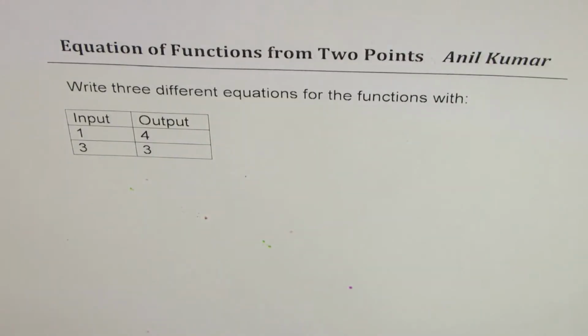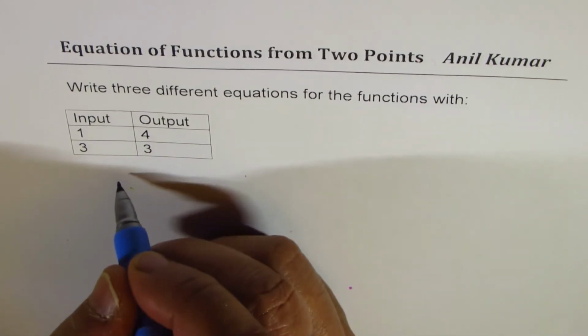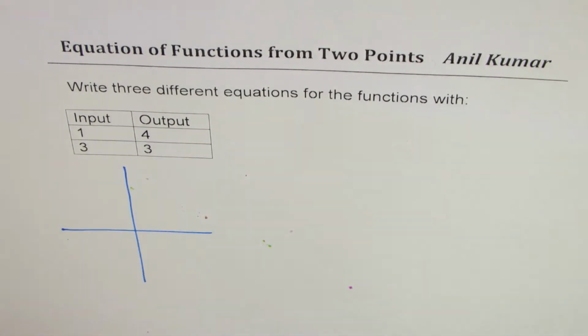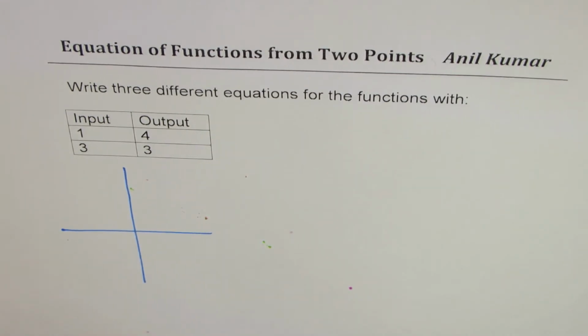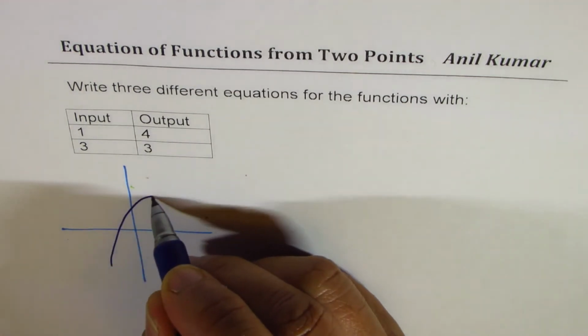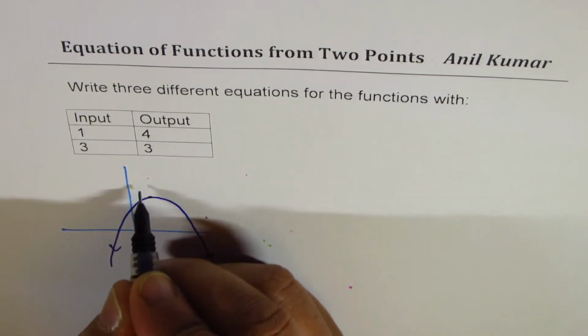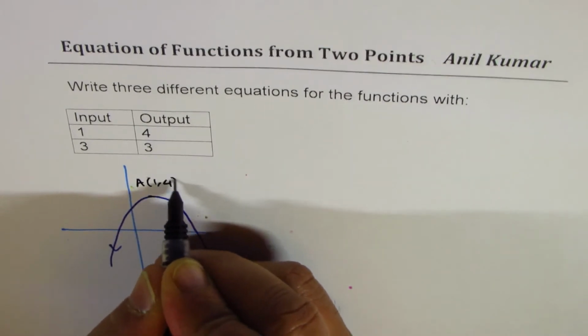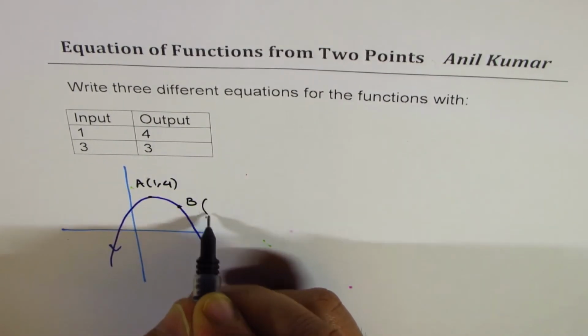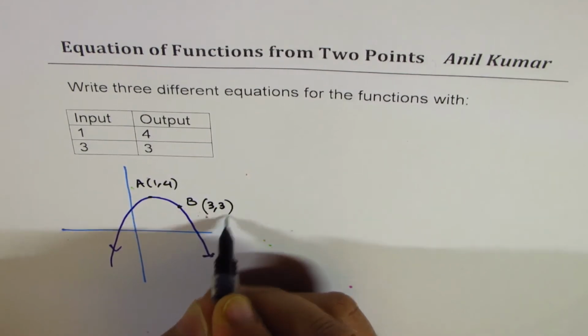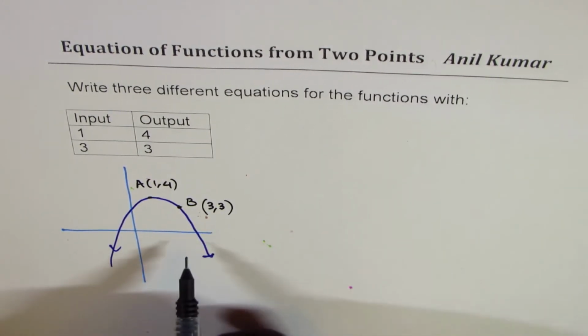Okay. Now again, we will do the same question, and this time we will assume that it's a parabola. So we are now working for a solution where we'll take this as a parabola opening downwards. I'm just sketching a parabola here. And we are saying that the turning point is A, which is 1, 4, and another point here is B, which is 3, 3. Is that clear? Right? So it's a parabola.